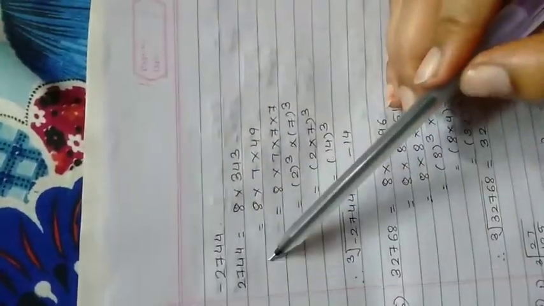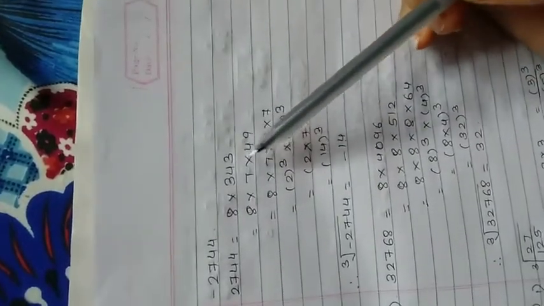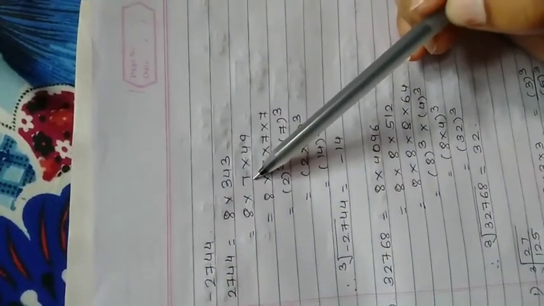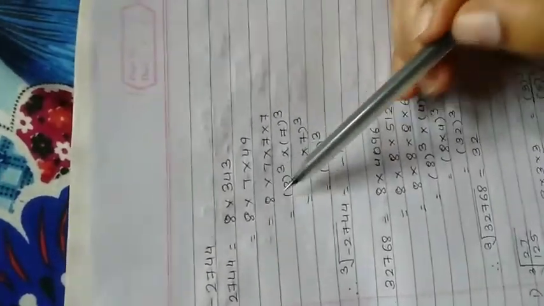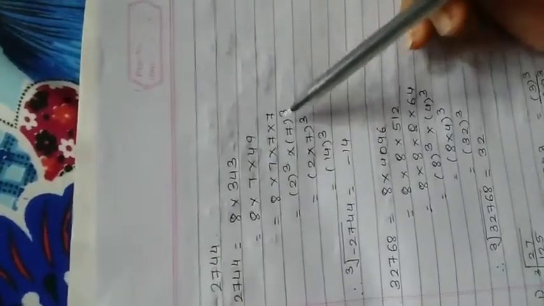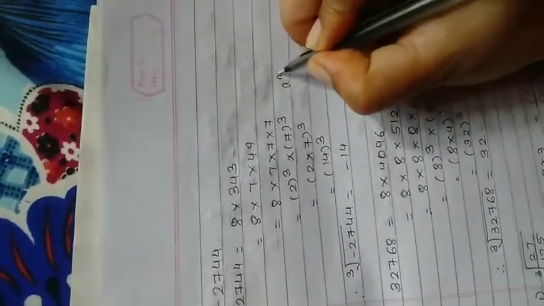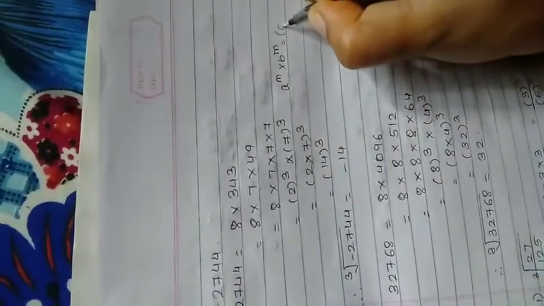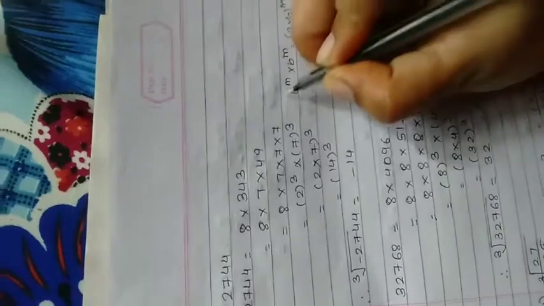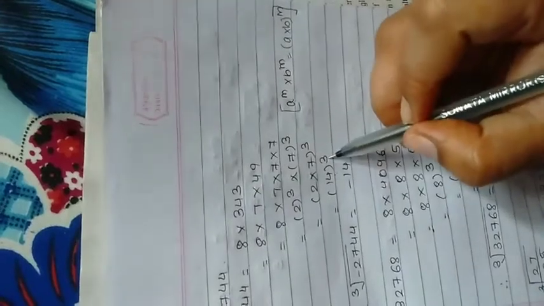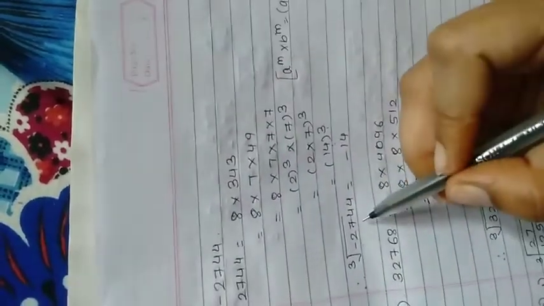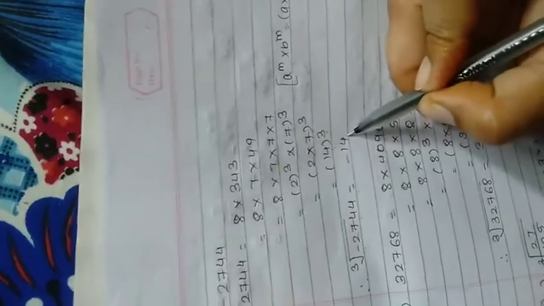Moving ahead to the fifth one, that is minus 2744. Again this is directly the cube of 14. We are finding the factors. 8 multiplied by 343. Again 343 is cube of 7. So 7 multiplied by 49, 7 multiplied by 7 multiplied by 7. So 8 is the cube of 2 and 343 is 7 raised to 3. Again same property, a raised to m cross b raised to m is equal to a cross b the whole raised to m. This is 2 multiplied by 7, 2 7s are 14. So 14 raised to 3. So the cube root of minus 2744 is minus 14.